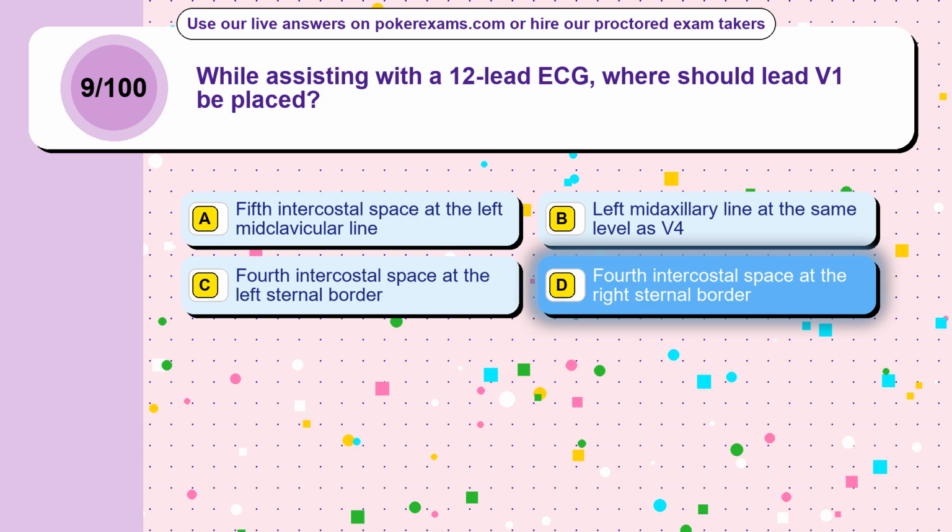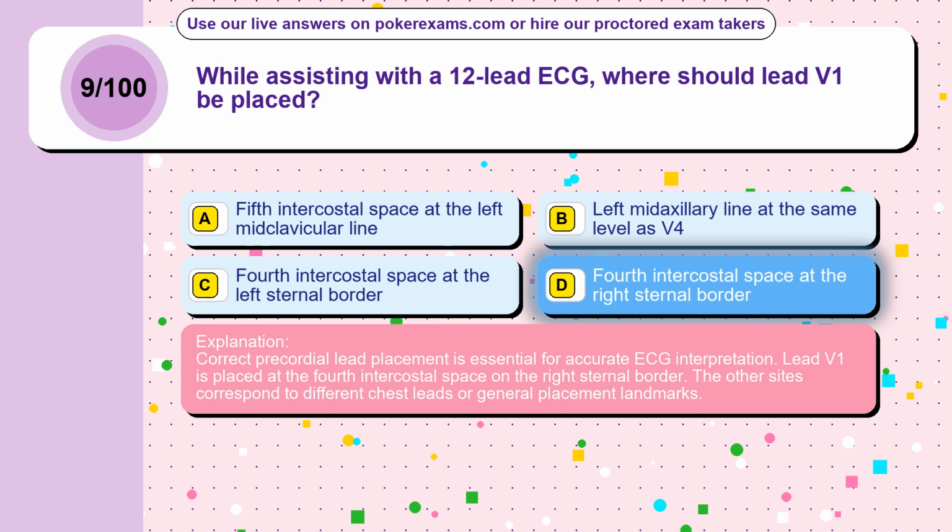The correct answer is option D. Fourth intercostal space at the right sternal border. Correct precordial lead placement is essential for accurate ECG interpretation. Lead V1 is placed at the fourth intercostal space on the right sternal border. The other sites correspond to different chest leads or general placement landmarks.